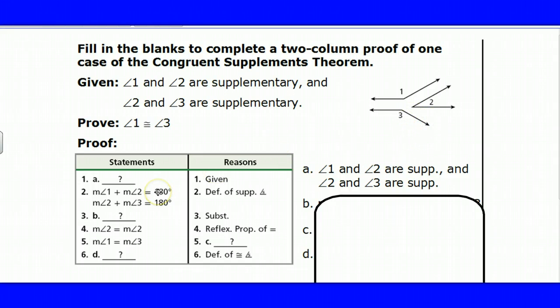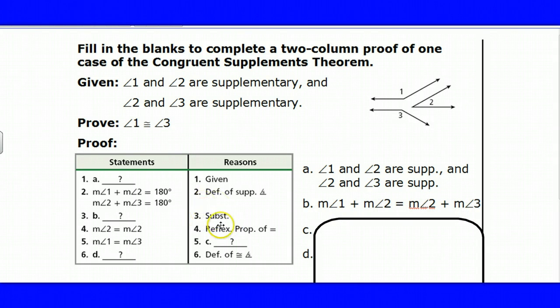Notice what they do in the second step. They use what we placed as our first statement, and they tell us that the measure of these supplementary angles equal 180. And so this is the definition of supplementary angles, right? So what can we say in the third step? Well, if both of these expressions equal 180, we can set both of these expressions equal to one another, right? So there you go, and that's our substitution, which we experienced in one of your assignment problems yesterday.